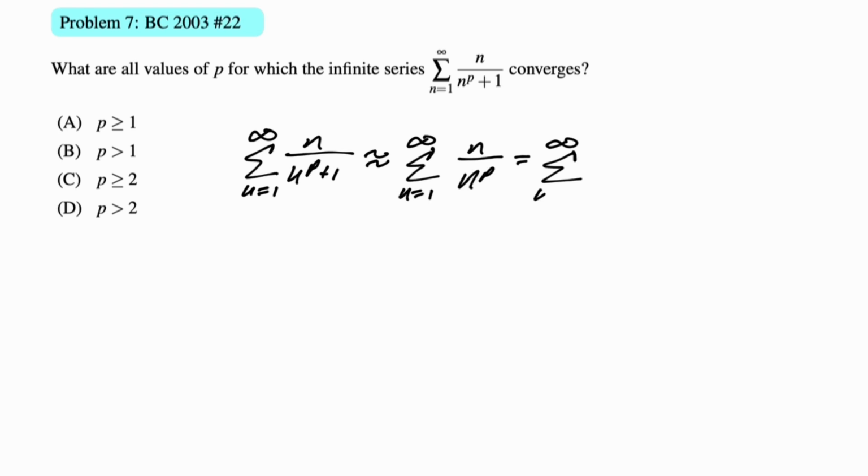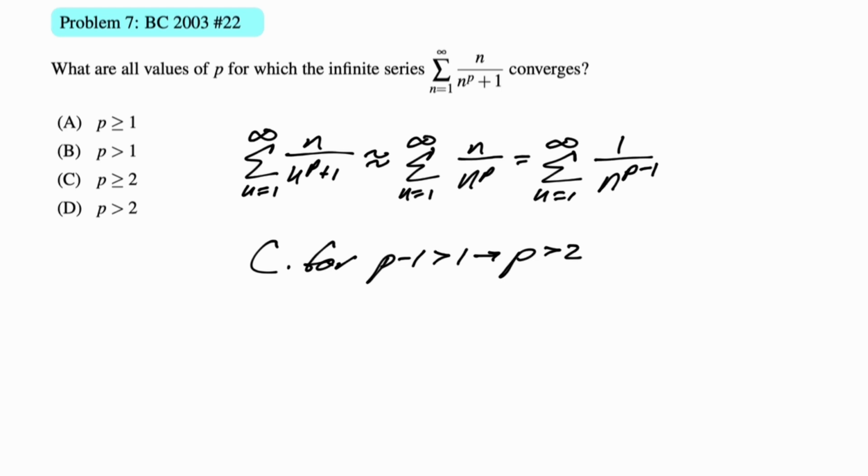And then if we do some algebra on that, that's just 1 over n to the p minus 1. So now we've kind of turned this into just a p series that we would compare it to. So I'm thinking of limit comparison, but I'm using that to motivate what I'm doing. I know that this would converge as long as p minus 1 is greater than 1, right? That'll be a convergent p series. So as long as p is greater than 2, this thing will converge. So our answer is D.